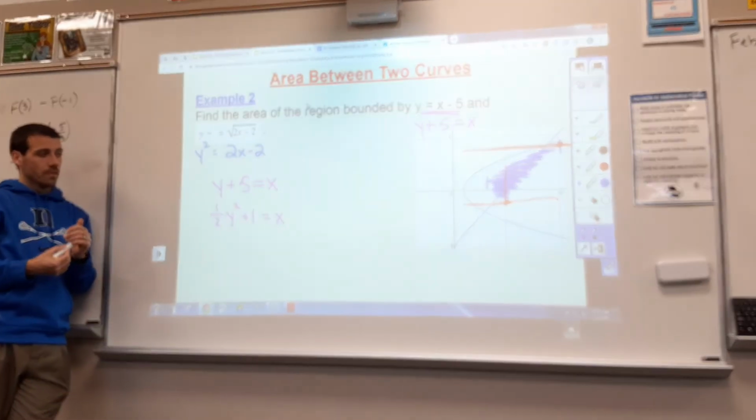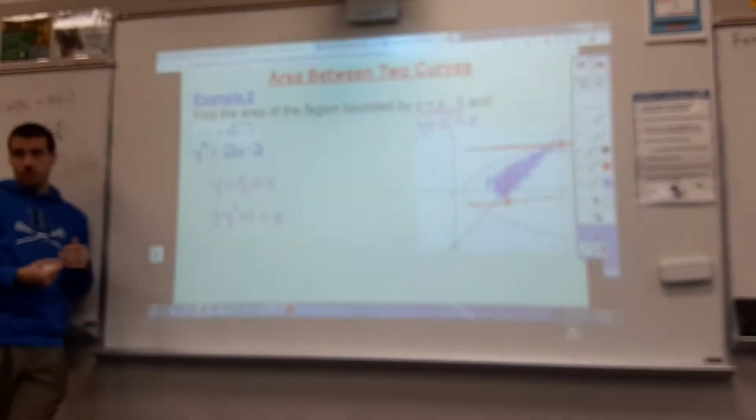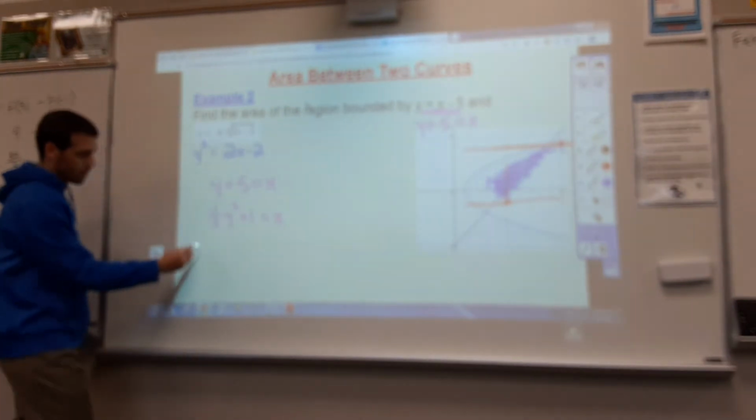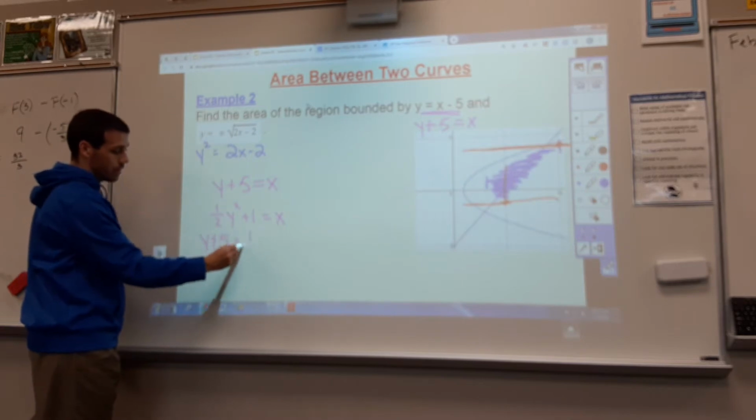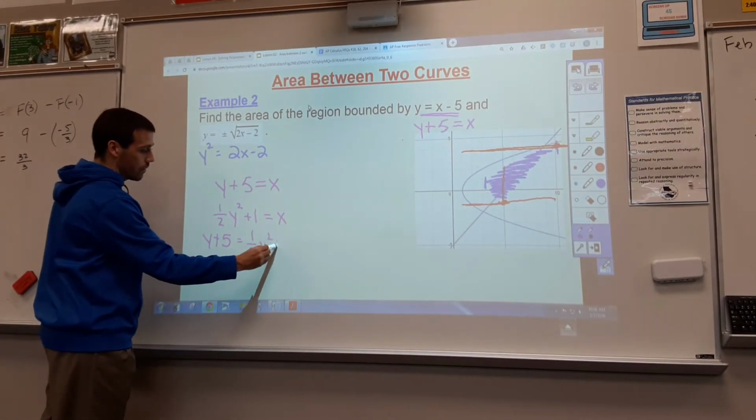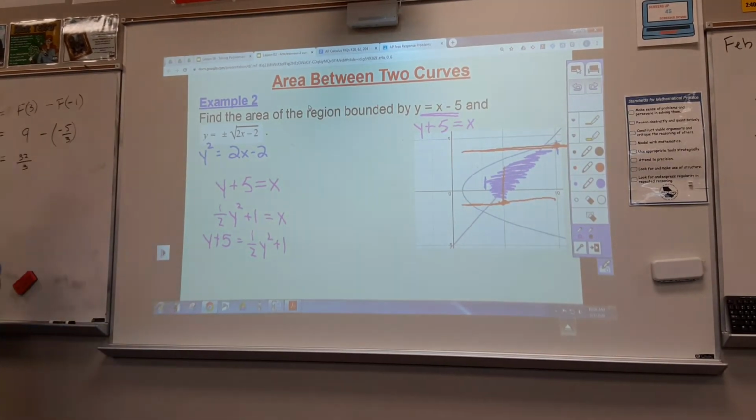So we keep these two functions. And then you're going to set them equal to each other. So if I set them equal to each other, you're going to have y plus 5 equals 1/2 y squared plus 1. And again, what kind of function are we dealing with?